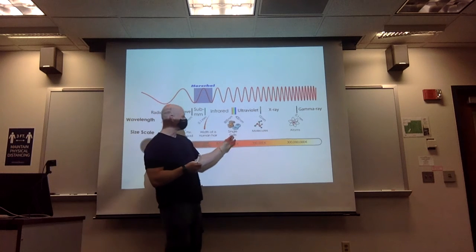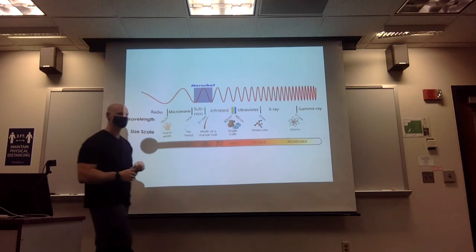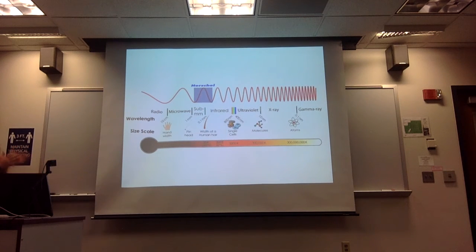Ultraviolet is then anything smaller than that. So it's about a single-celled organism down to about a molecule size. So this is what's generating that light. X-rays are then from molecules down to about the atom size, and then gamma rays are anything from an atom size to smaller. So that's where gamma rays actually come from.